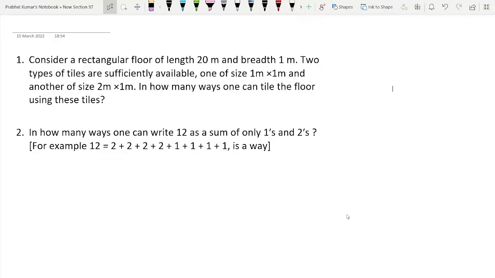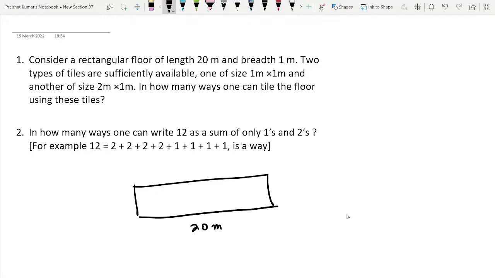Now we will see how we can solve these types of questions and what the similarity is between these two types of questions. We will show that if we can solve one question, this will automatically lead to solving the other. So first let us look at the first question. Suppose a floor is given, its length is 20 meter and the breadth is 1 meter.